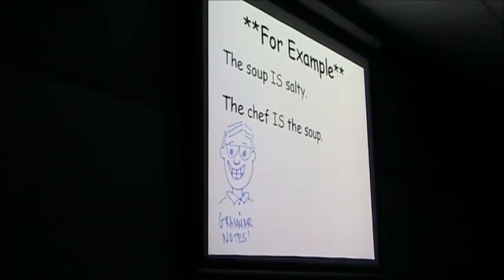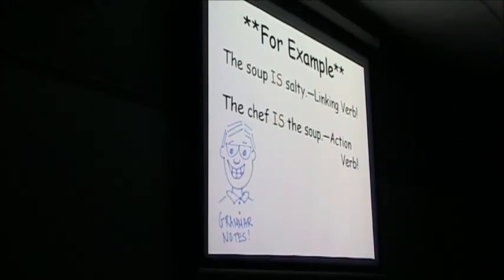So I have now the soup is salty. The chef is the soup. See, that doesn't make any sense on that second one. That's how I know that the first sentence is a linking verb. Soup equals salty. And the second one, chef equals soup, that's silly. So that must not be a linking verb. And if it's not a linking verb, then it is an action verb.